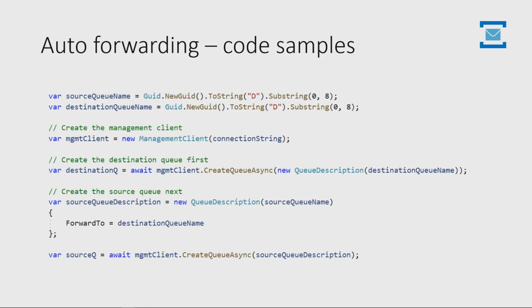Again, a simple code sample over here. These are all management client operations. You instantiate the management client, create the destination queue first because you need to have something to forward to. Once the destination queue is created, you can add the forward to destination in your source queue's description, and then go and create the source queue.